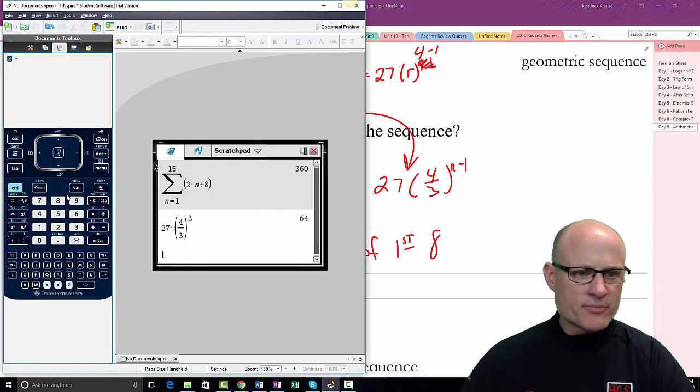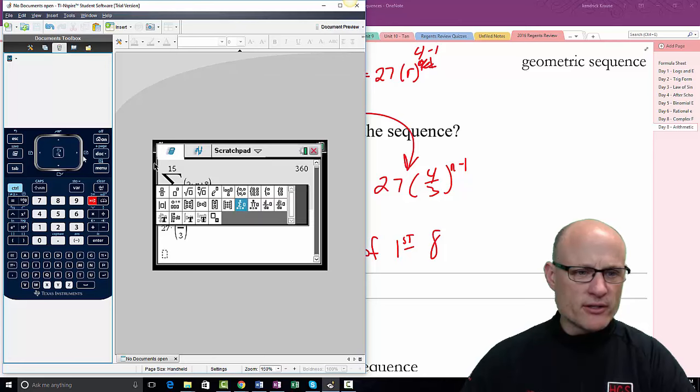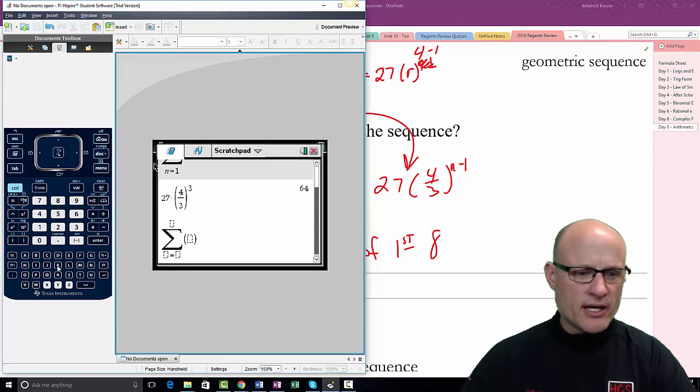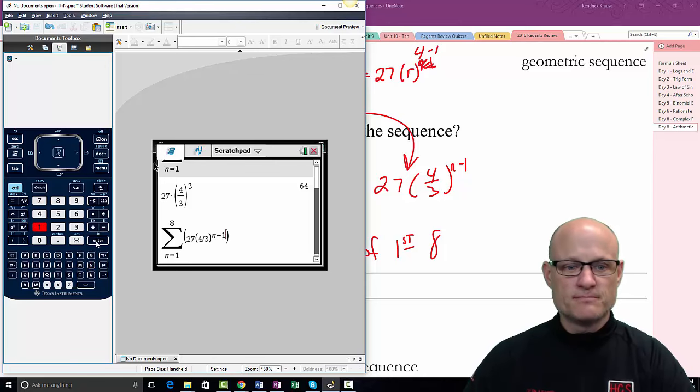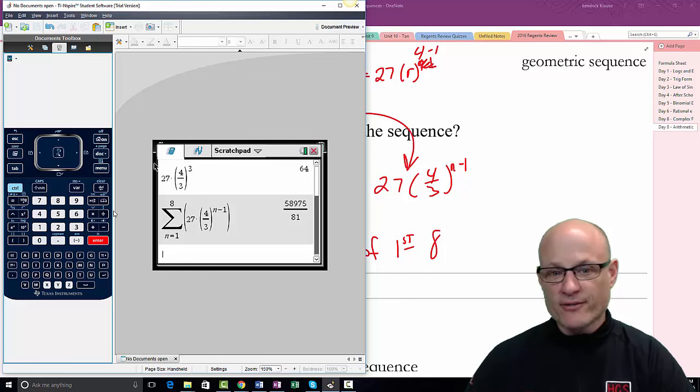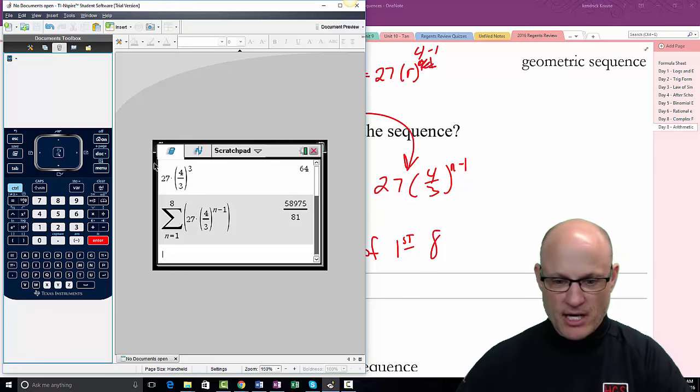Let's see. Go to summation. There it is. n, where's that? n, 1, 8, and then 27, parentheses, 4 divided by 3, parentheses, raised to the n minus 1. There it is. Press enter. There it is. Some ridiculous answer. All right, I'll be right back, kiddies.